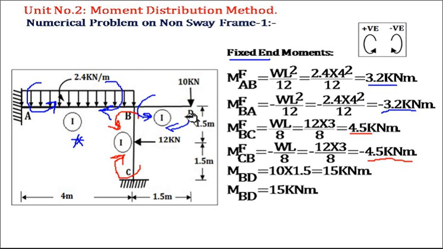Here we are not finding the fixed end moment, we are finding the moment. So the moment in member BD: moment is nothing but force into distance. The force is 10 kilonewton and the distance is 1.5. So 10 into 1.5, the moment in member BD is 15 kilonewton meter. So for the remaining members we have found the fixed end moments, but for member BD we have calculated the moment. So these are the fixed end moments for the different members of the frame ABCD.